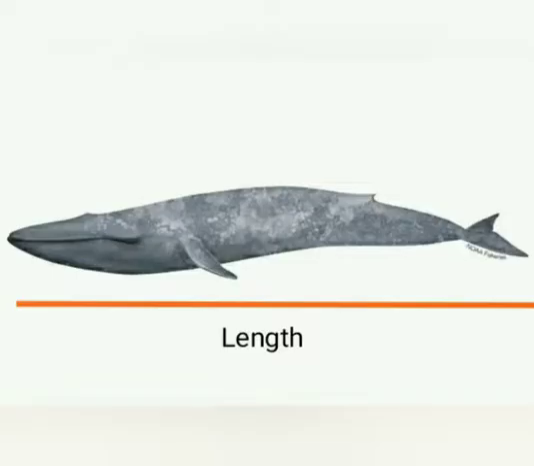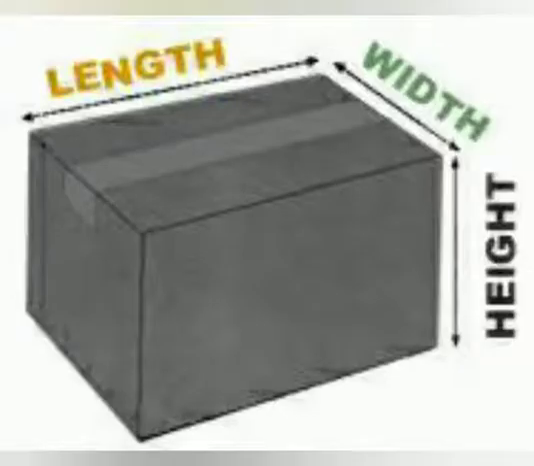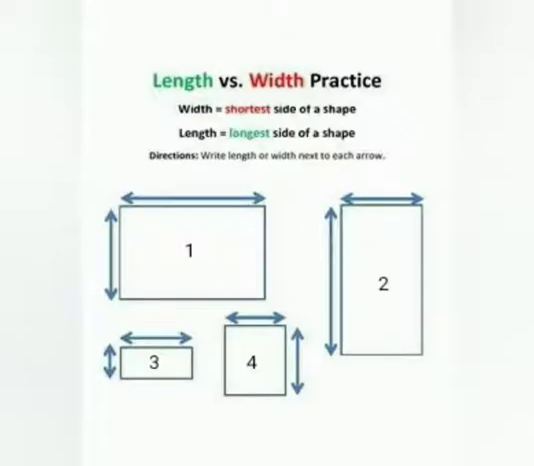So what is length and height? Length is how long something is, and height is how tall something is. Let's take a look at a few more examples. We've got height, length, and width. Width is how fat something is, or how wide. Let's take a look at these 4 boxes and see which is the width and which is the length.